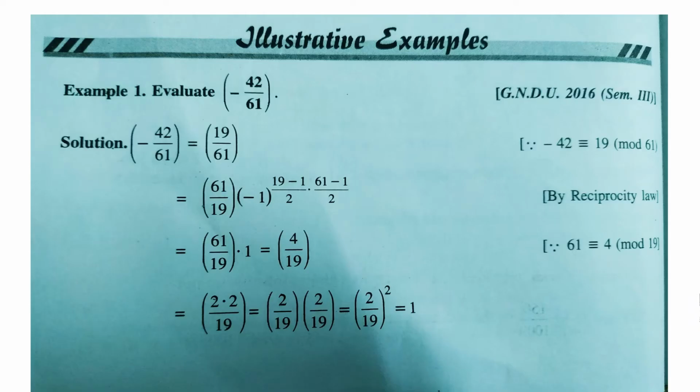Now a few examples based on the quadratic reciprocity law. Whenever you have to solve, if there is a negative sign, first of all make it positive by adding the denominator to it. So it will be 19 over 161. Then you have to reverse it using the reciprocity law. It becomes positive. Now divide 161 by 19, we get 4 as a remainder, and 4 is 2 squared, so it will be a square, and the square of a Legendre symbol is always 1.